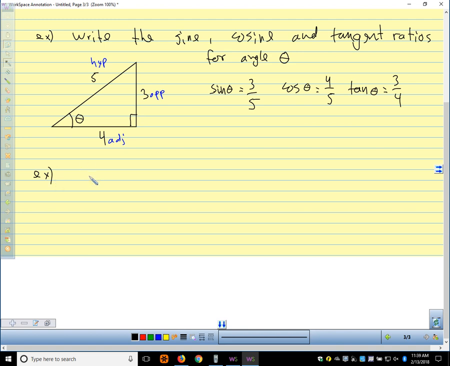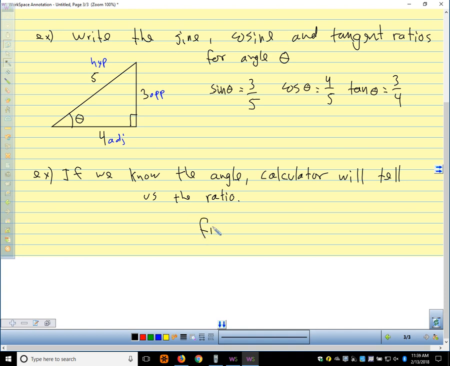All right. If we know an angle, the calculator will tell us the ratio. So, for example, if we wanted to find the cosine of 38 degrees, our calculator will tell us what that ratio is. We know the particular angle. That quantity is important enough that our calculators, scientific calculators, do this calculation for us.